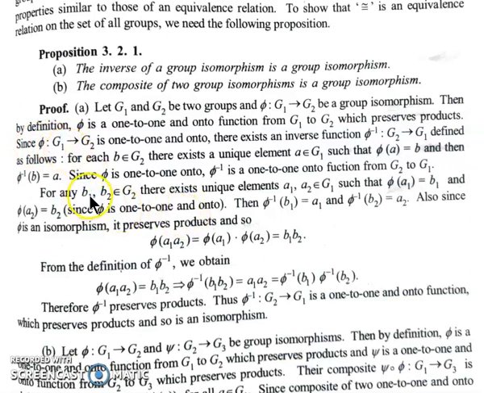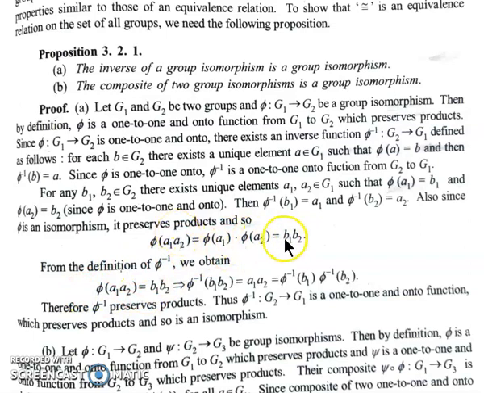So if we consider two elements B1, B2 of G2, then there exist unique elements A1, A2 of G1 such that phi of A1 equals B1 and phi of A2 equals B2. Then we can say that phi inverse of B1 equals A1 and phi inverse of B2 equals A2. As phi is an isomorphism, it preserves the products, so phi of A1 A2 equals phi of A1 into phi of A2, which is equal to B1 into B2.